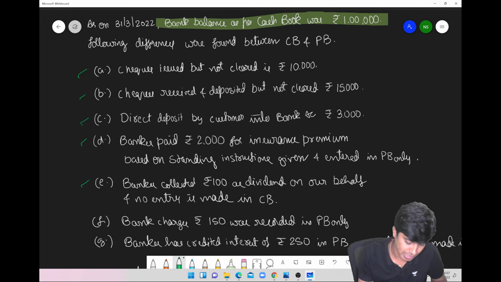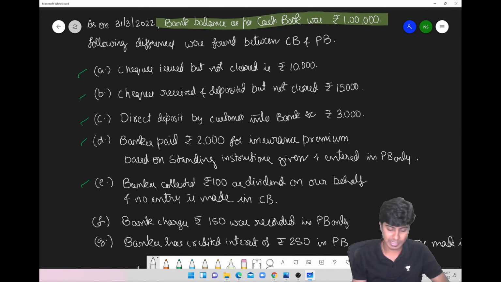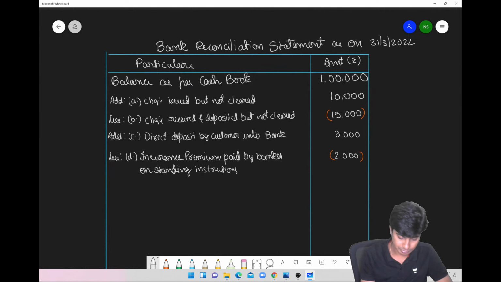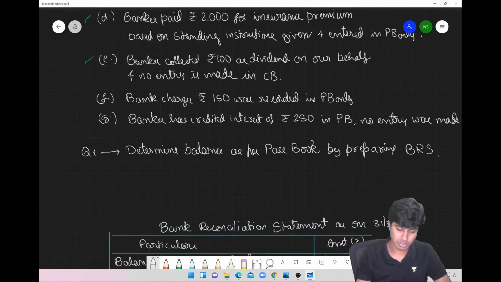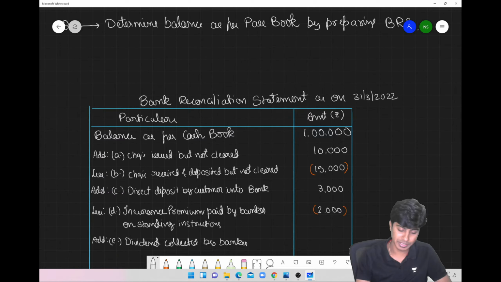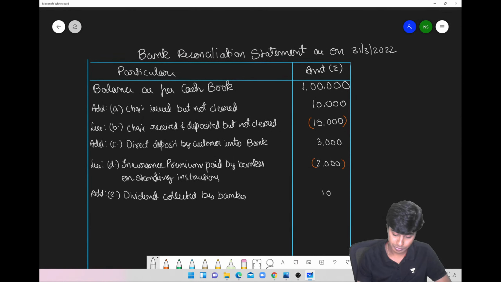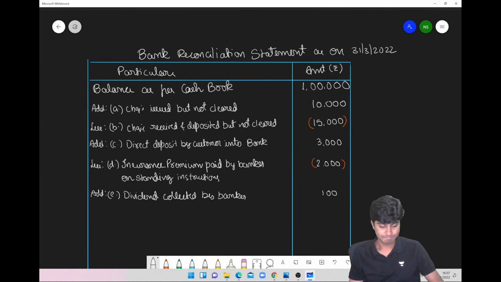I will write that this has to be added. What is it? Dividend collected by the banker. What is the amount? Dividend collected by the banker is rupees 100. I hope you understood till here, till adjustment E.